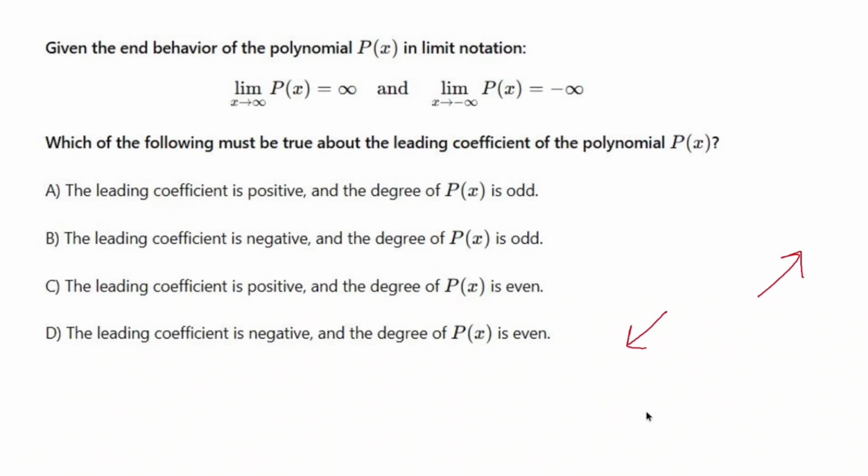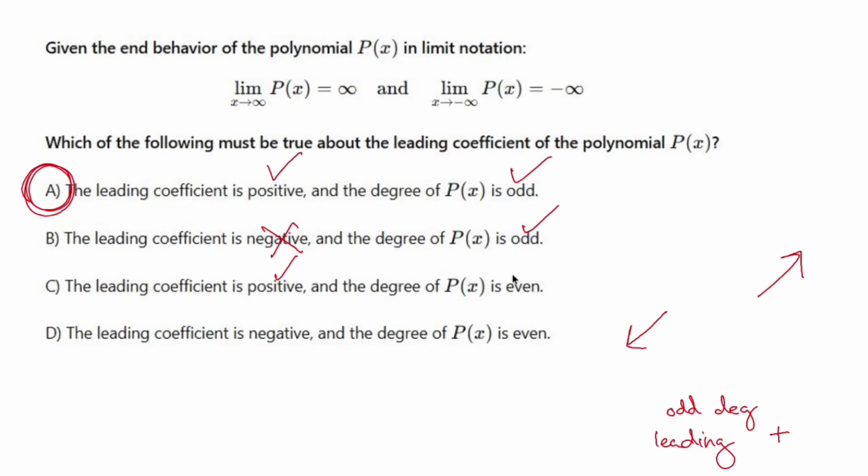And this is only going to happen if first you have an odd degree, and if your leading term is positive. So I need a leading coefficient that's positive, check, and the degree is odd, check. We're at our answer already. Let's just double check. The leading coefficient's negative, nope. It is odd, but still not good enough. The leading coefficient is positive, yup. Even, nope. The leading coefficient is negative, nope. And it's even, nope.